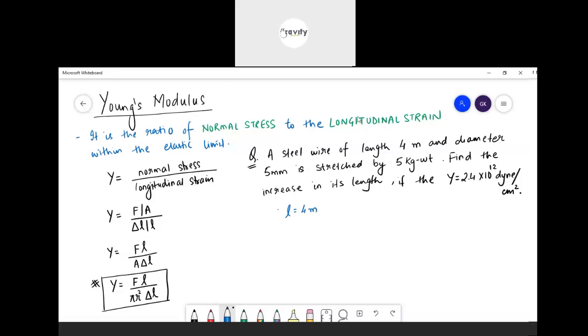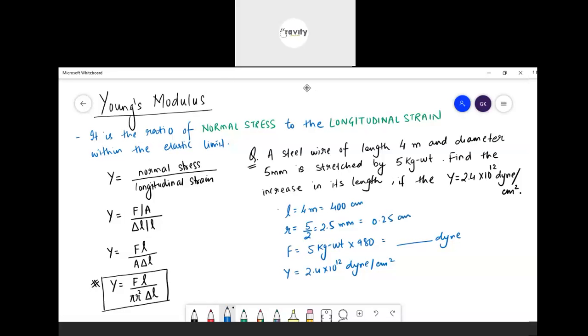In the variable part, we'll take length as 4 meters, to be converted into respective units. From the diameter we have calculated the radius, which will be 5/2, that is 2.5 mm. And force was an important part here, which is given in kg weight. Kg weight when multiplied by 9.8 will convert it into newtons, or when multiplied by 980, we can get the answer in dynes. And similarly, we already have the value of Y as 2.4 into 10 to the power 12 dyne, that is in CGS. We could have carried out the question in CGS, that is okay, and if we carried it out in SI units, that is also okay. Any one of them can be followed. This will be 0.25 cm. And the calculations now can be done directly by using the given expression. All the values can be substituted directly into the formula.